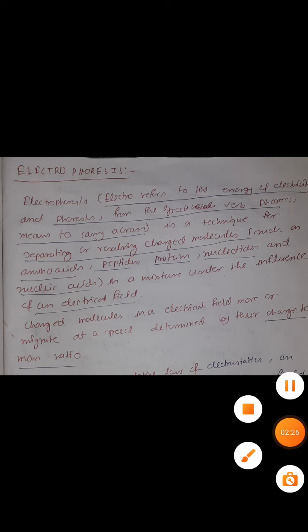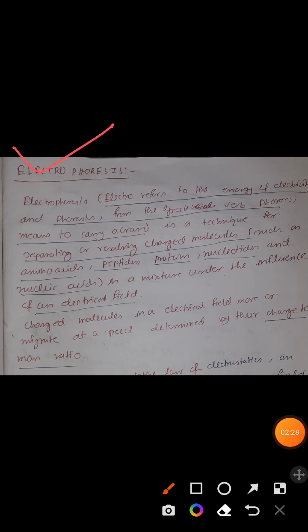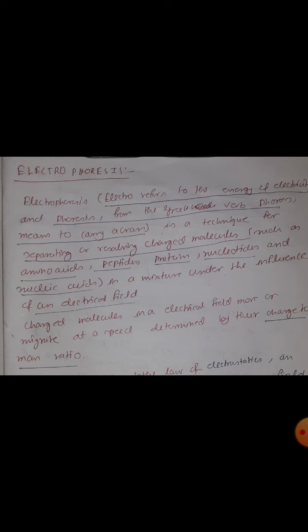In that slide we have learned two things: the definition of electrophoresis. Electrophoresis consists of two terms, one is electro, which is the energy of the electrical field, and phoresis is derived from the Greek word phoros, which means to carry across. And the charged molecule moves on the basis of the charge to mass ratio. That means the speed of the charged molecule is determined by the charge to mass ratio.